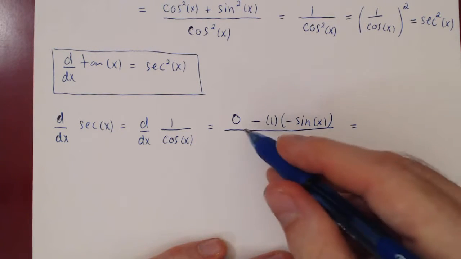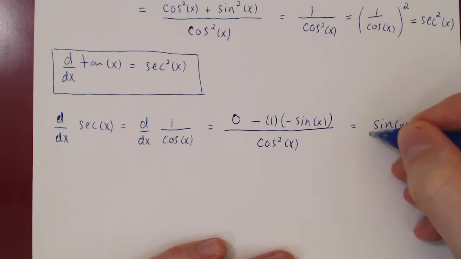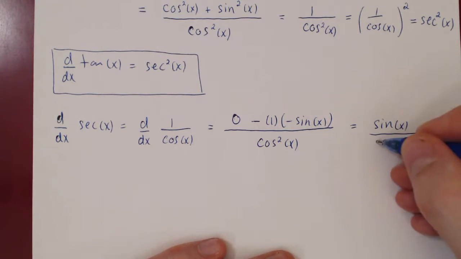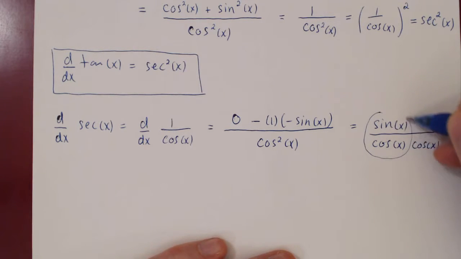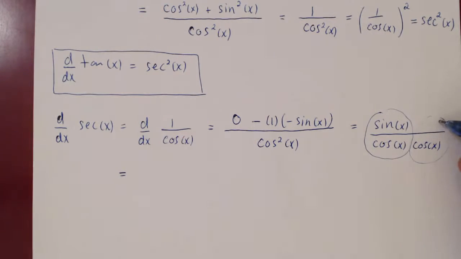Well, we can simplify. We get negative negative, so all we have is sine of x over, and here I'll write cos squared as cosine of x times cos of x. And you might ask, well, why am I writing it like this? Because I'm going to split up these two together, and the 1 over cosine, and then let's see what comes out. I'll write first the 1 over cosine.